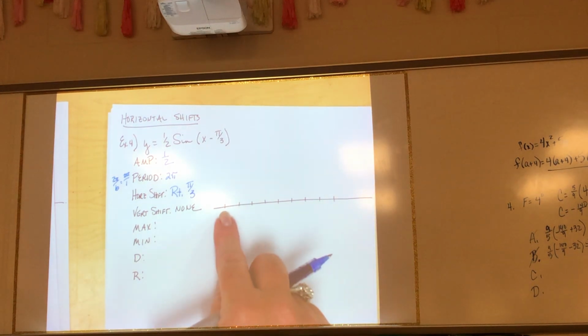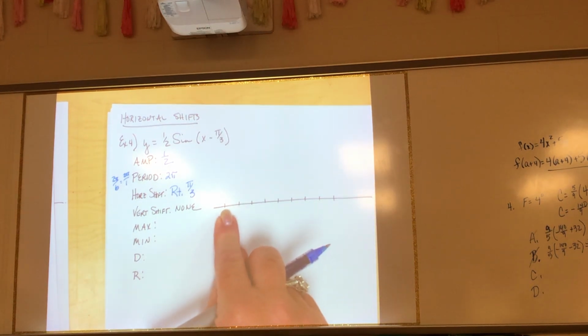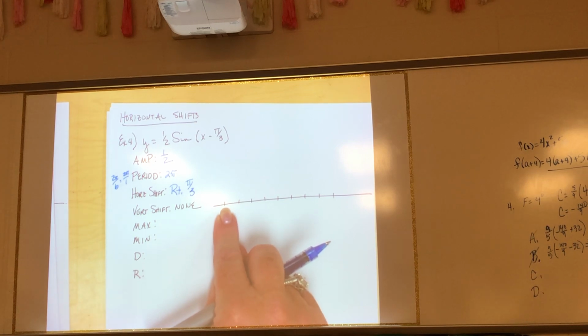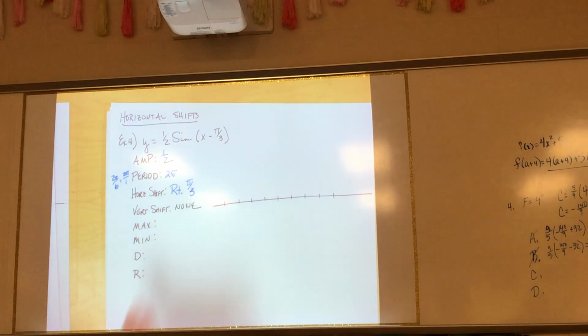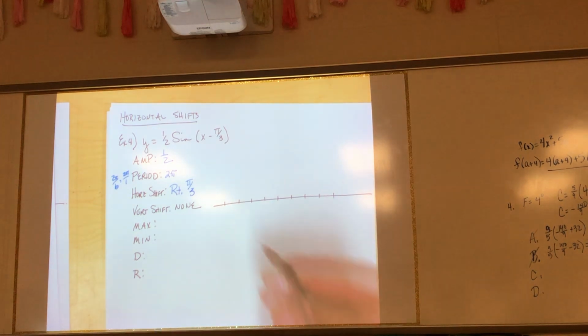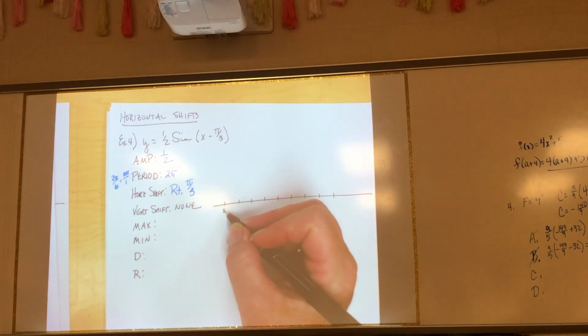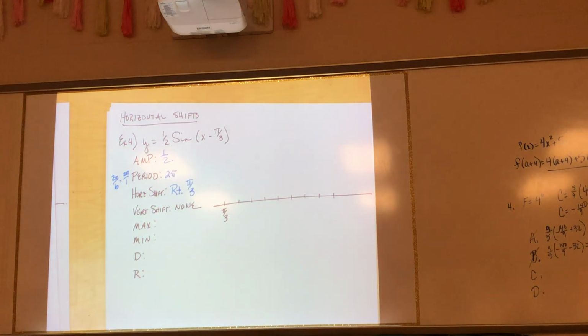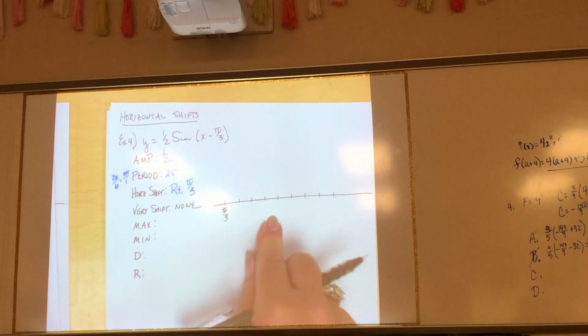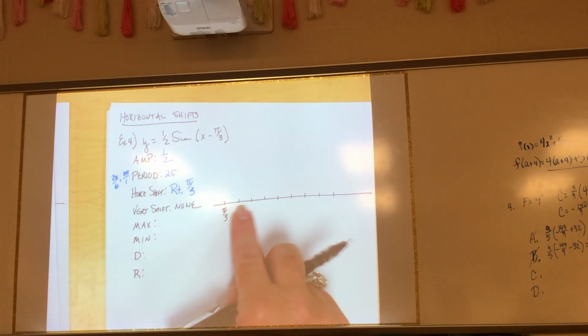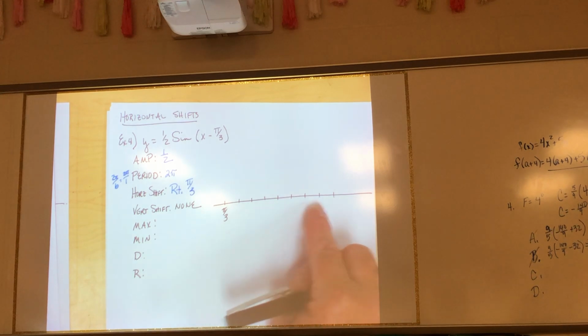Okay, so the first thing I want to do is mark my first point. My first point is my horizontal shift. If I move right pi over 3, then this first tick mark is pi over 3. Are you with me? Yes? Okay, so now I've got to figure out what all of these little tick marks are.